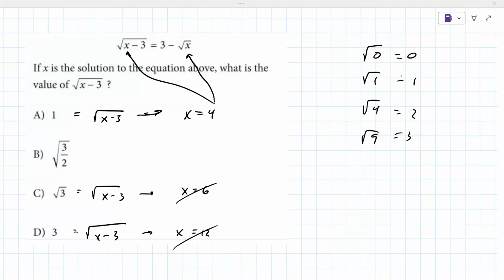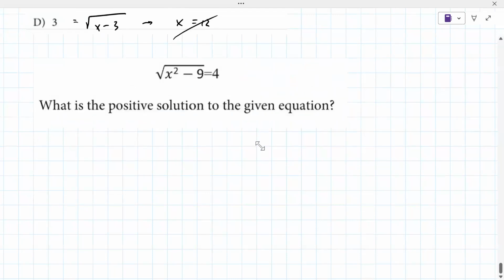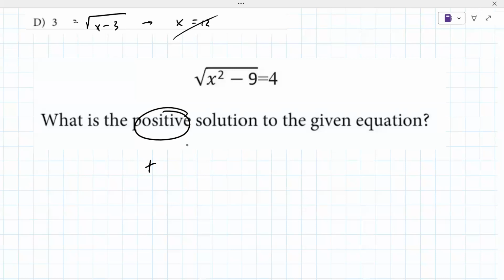All right. One more reminder here on the free response. You'll notice it always asks for positive solutions. Free responses are always positive. Always, always, always. You'll never get a negative. You might get 0, but never a negative.